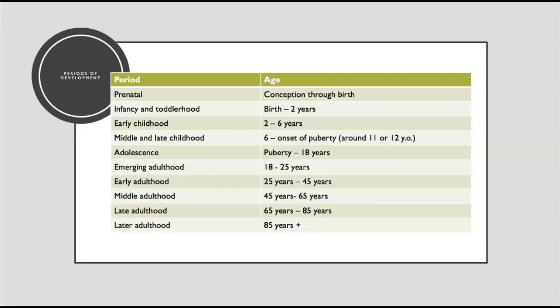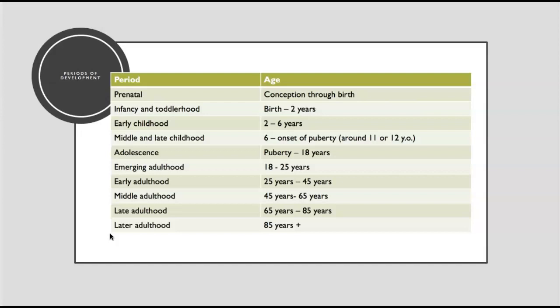Now, there are several different periods of development that last for a certain number of months or years. This slide shows what those different periods are and the ages that we typically consider one to be in those periods. So they include the prenatal period, infancy and toddlerhood, early childhood, middle and late childhood, adolescence, emerging adulthood, early adulthood, middle adulthood, late adulthood, and later adulthood.